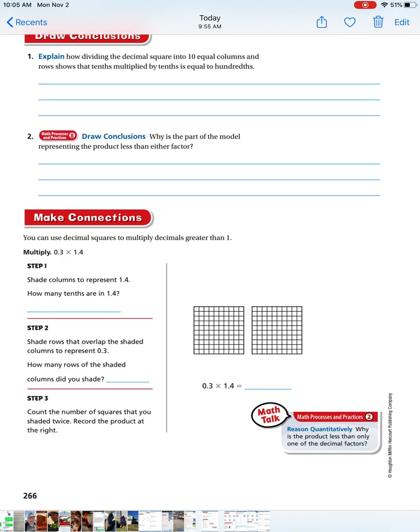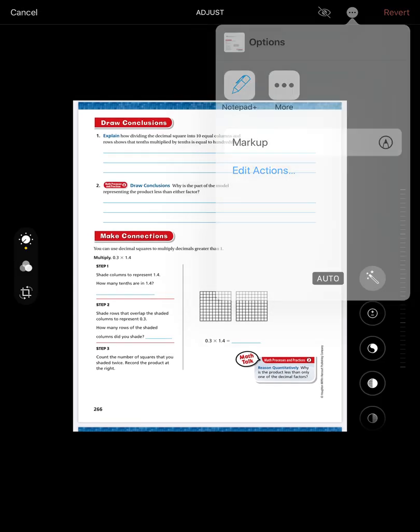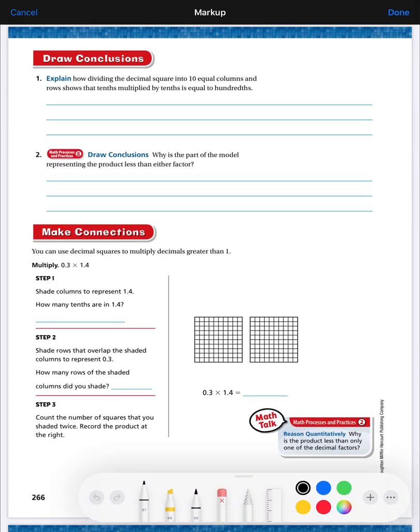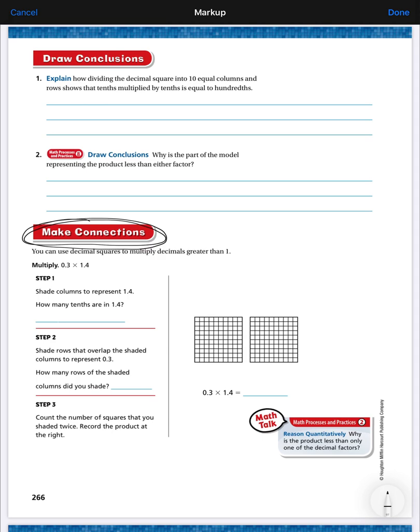So go ahead and, sorry, I'm just going to click that. Turn to page 266. 266, okay? And we're going to look down at the bottom part, or the second half of this page where it says to make connections. Okay, so let me get my pens here. Markup. Okay. So the bottom half of this page right here where it says make connections is where we're going to start, okay? So it says you can use decimal squares to multiply decimals greater than 1.